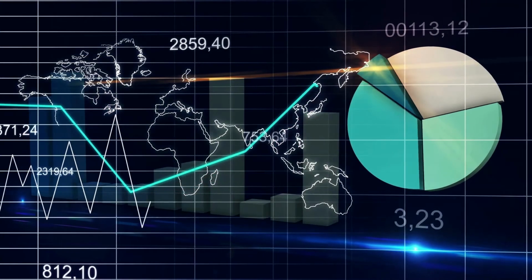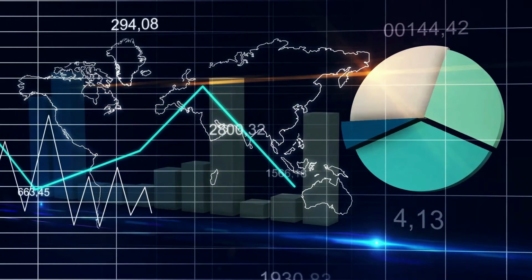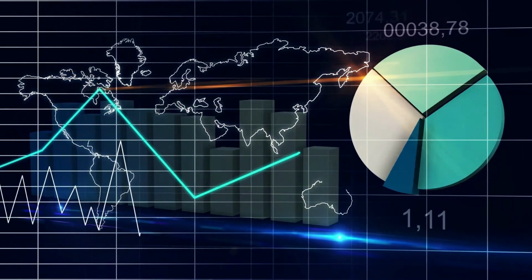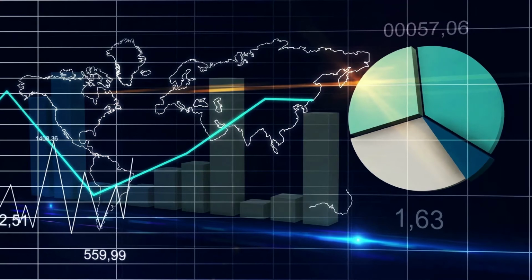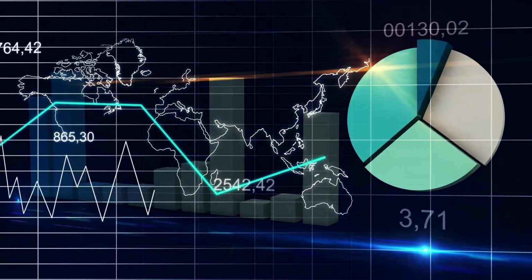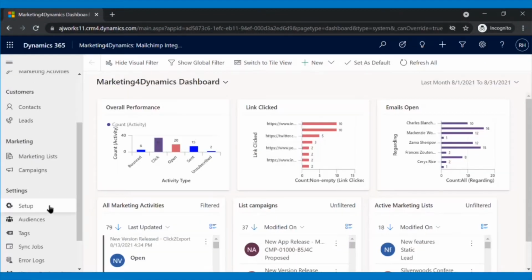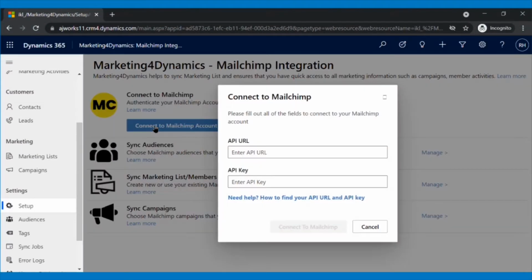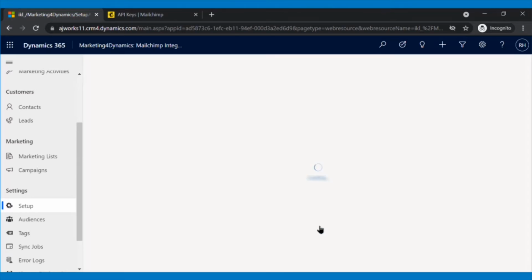To get all these sophisticated statistics and Marketing for Dynamics features in your Dynamics 365 CRM is very easy. You just need to sync your Mailchimp with Dynamics 365 CRM. For this, go to Setup, and then click on Connect to Mailchimp account, enter the API URL and API key, and then click on the Connect to Mailchimp button.